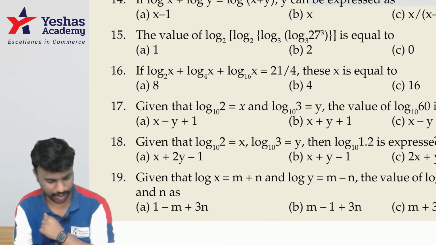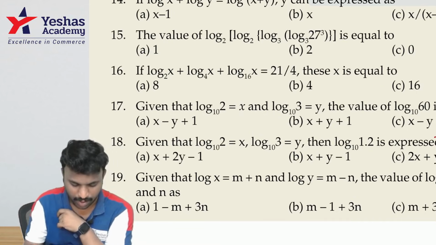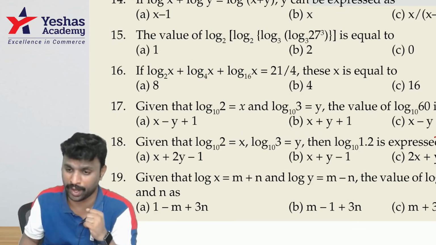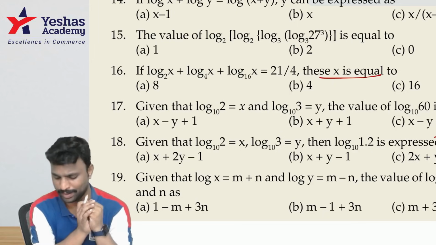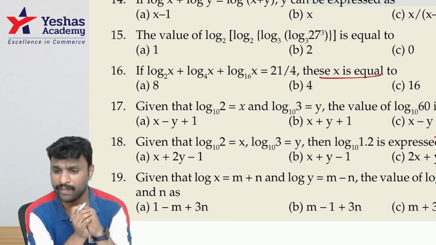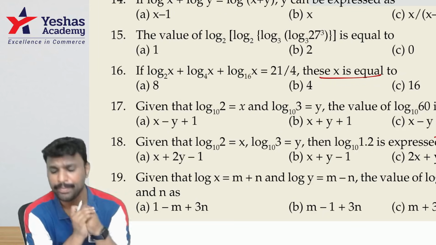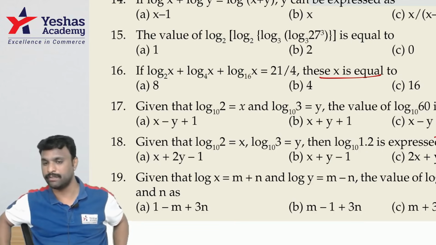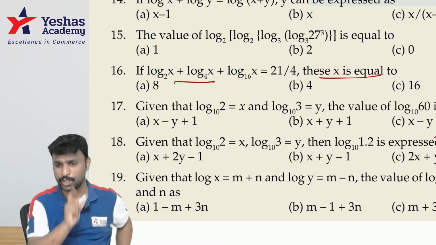Guys, let's move on to the next question. Question number 16. Log x to base 2 plus log x to base 4 plus log x to base 16 is equal to 21 by 4. Find the value of x. Everybody, whenever you have more than two log terms and the bases are different, we have solved this question. I gave you a shortcut for this.